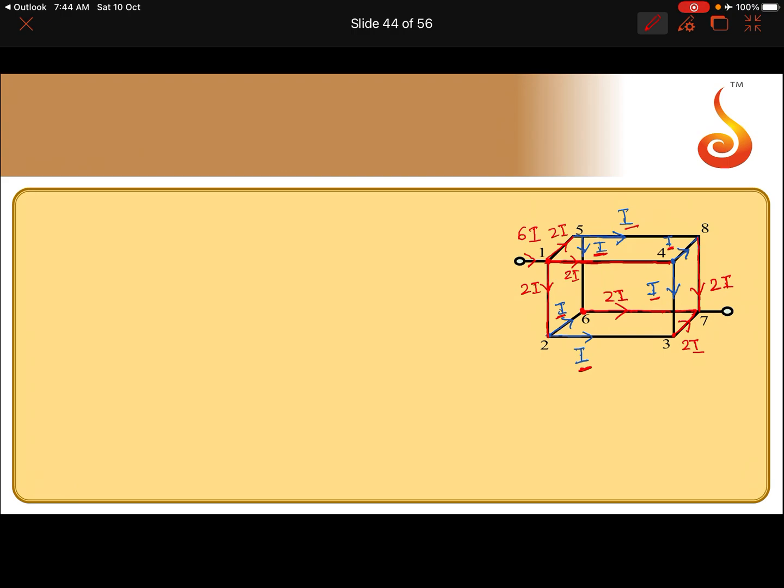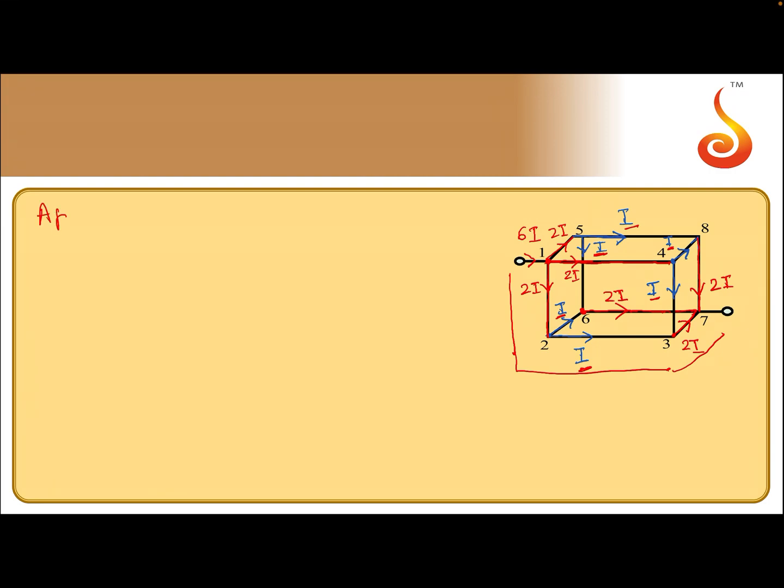Now apply KVL along this particular path. So 1, 2, 3, 7. Any path you can choose. So applying KVL along 1, 2, 3, 7. So first, to start with point 1, it is not a closed loop. So potential at point 1, let it be V1.